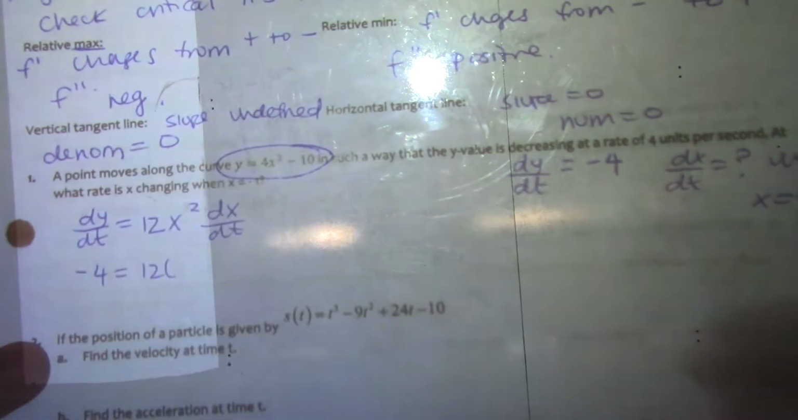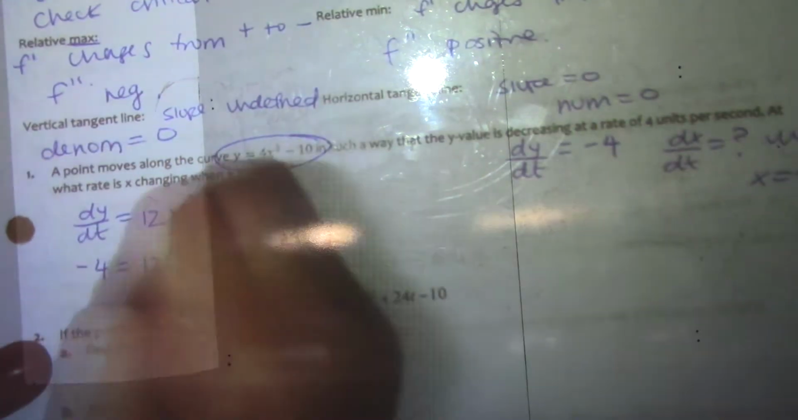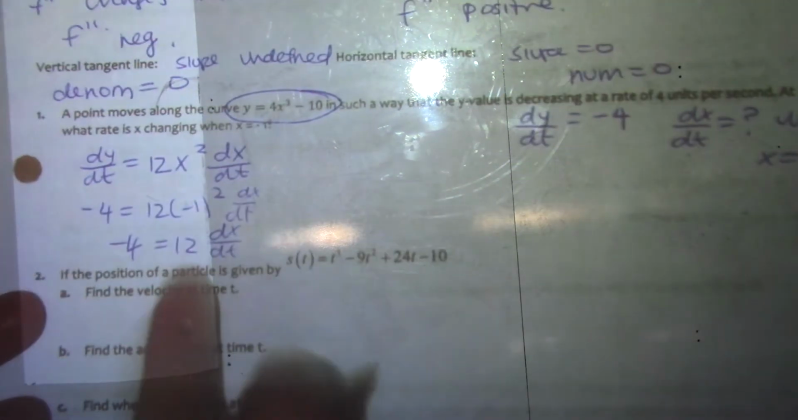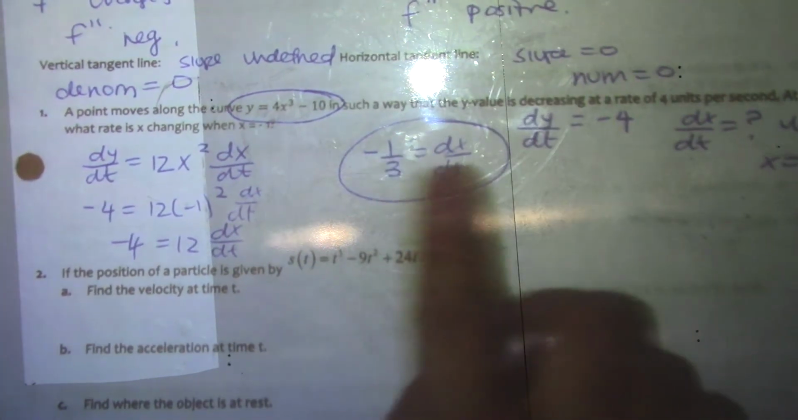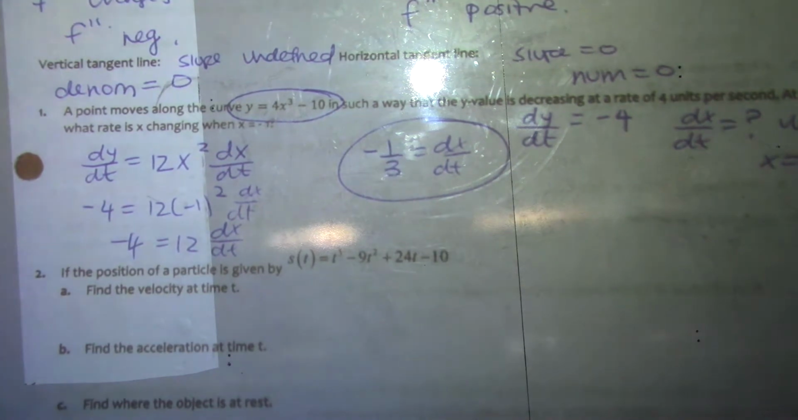So when I take the derivative of this, I'm taking it with respect to time, not with respect to x. So this is going to be dy/dt equals 12x squared dx/dt. And dy/dt we said was -4. X we just said was -1. But when I get squared, that just becomes 12 dx/dt. And then to get dx/dt, you divide the 12 over, so that gives me -1/3, which means that x is decreasing at a rate of 1/3 units per second.